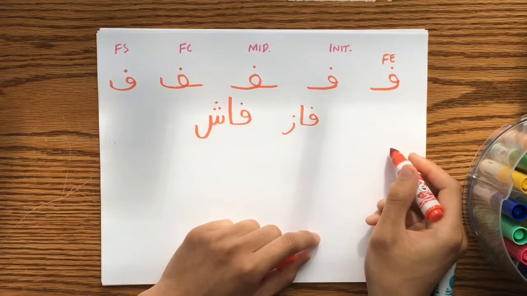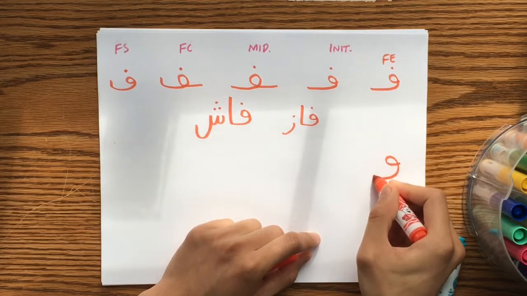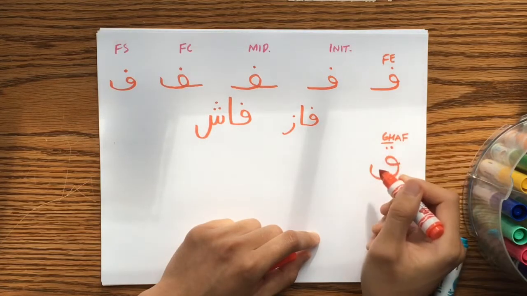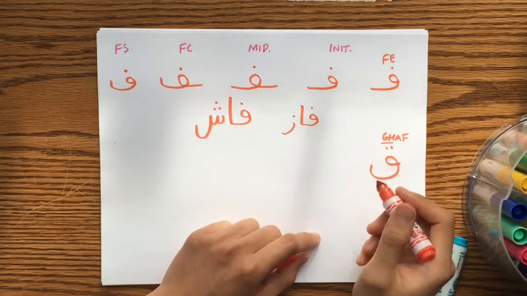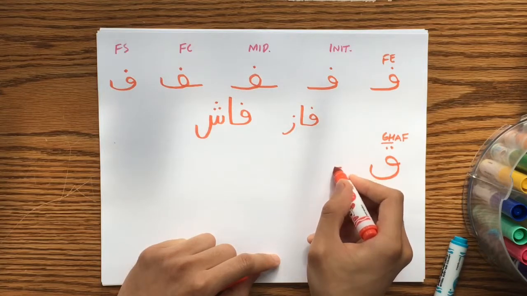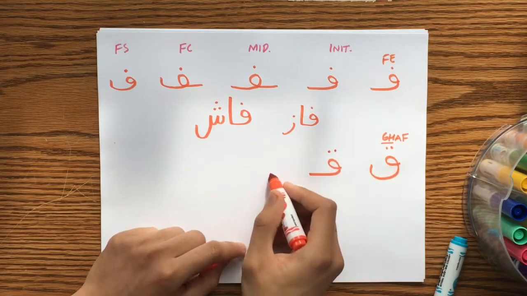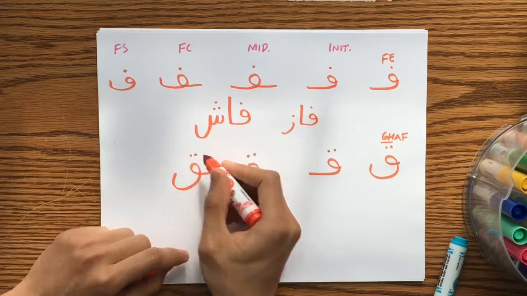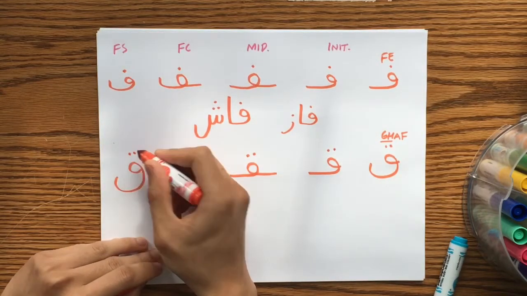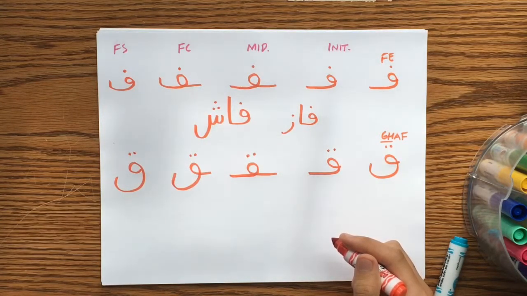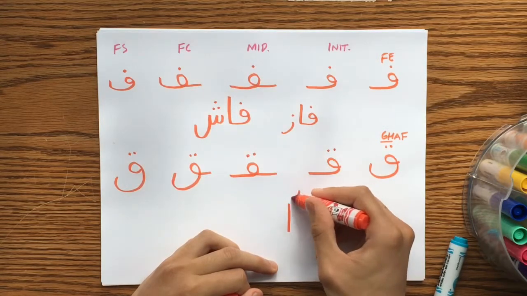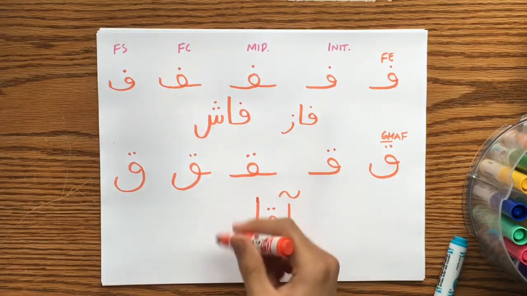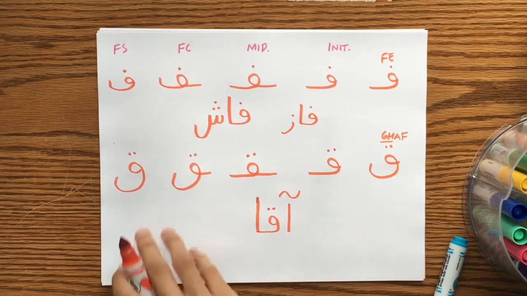Alright, next we have qaf. Again, not a sound that we often use in English, which is GH, which comes from like the back of your mouth. So qaf looks a lot like fe, except with 2 dots. Okay, so what can we write with qaf? You can write the word agha, which means sir. So, like, you can put this in front of anyone's name to say, like, Mr., for example. Agha. Alright.